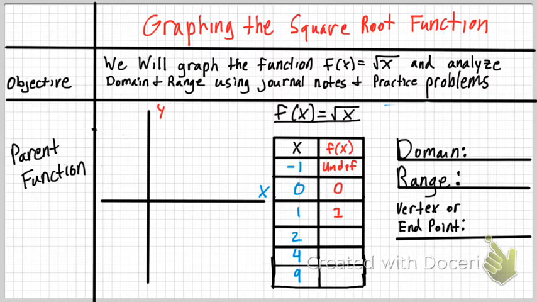Then we start plugging in these other numbers. So we plug in 2. The square root of 2 is square root of 2. It doesn't go any simpler than that. Then we take the square root of 4, and the square root of 4 is actually just 2. And I'm going to jump ahead, and we're just going to use some nice numbers that will give us some nice points. So we see that the square root of 9 is actually 3. So now I have 4 actually really good points that I can graph. I have 1, 0, 4, and 9.